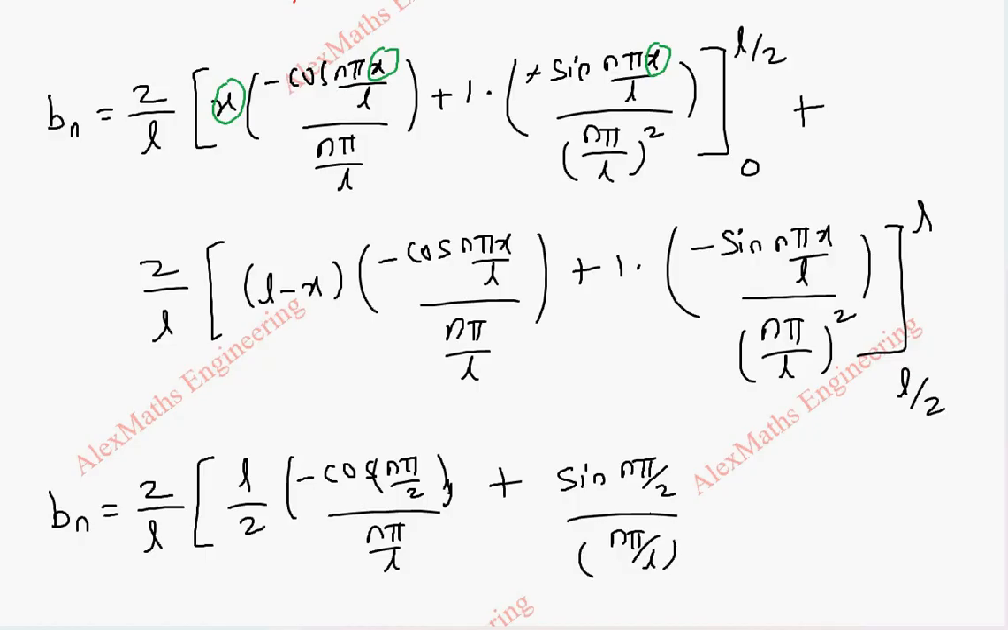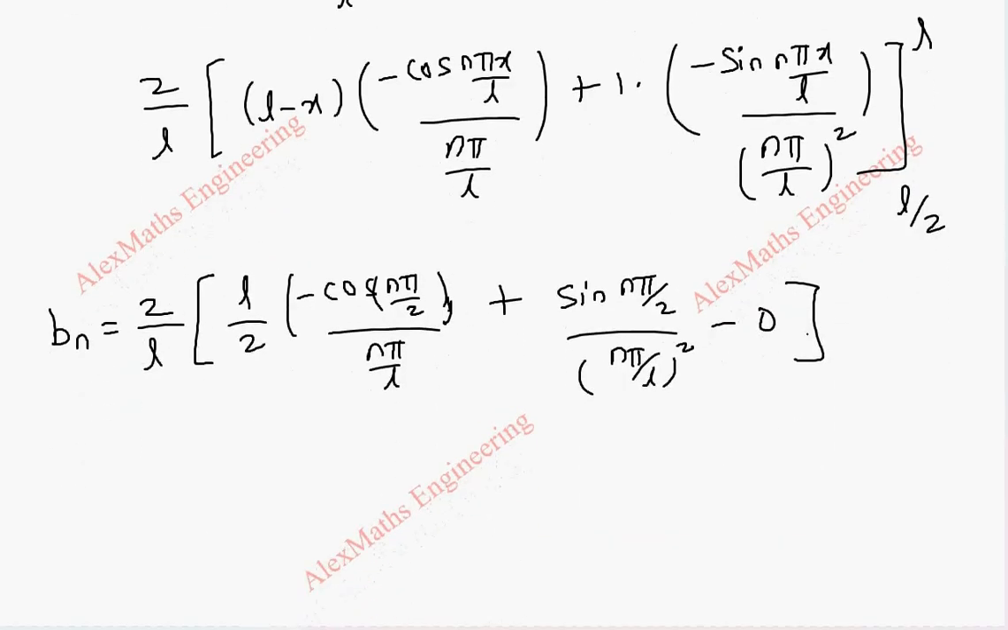Then applying the lower limit, because of this x it is 0, and because of the sine it is completely 0. So the lower limit is totally 0. Now coming to the second part, plus 2 by L. When I apply L for this x and this x, L minus L is 0. Sin, when I put L here, the L's get cancelled, sin n pi, which is 0. So the upper limit is completely 0, minus the lower limit, where I have to put L by 2.